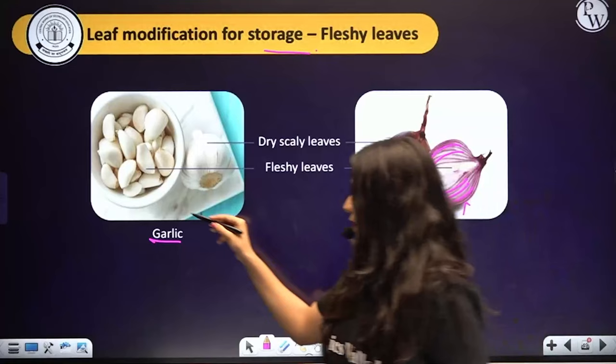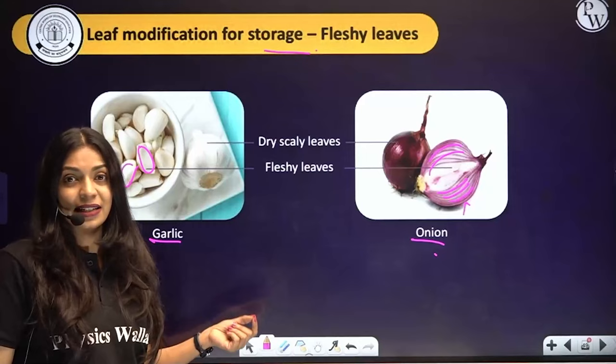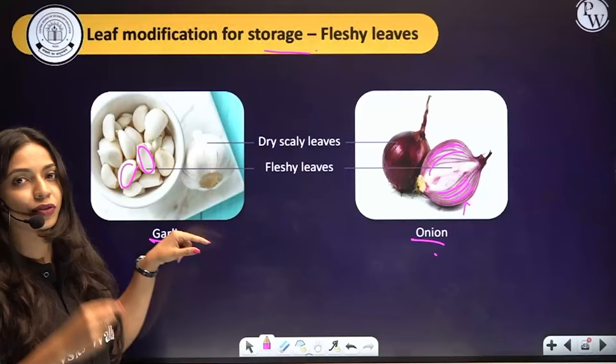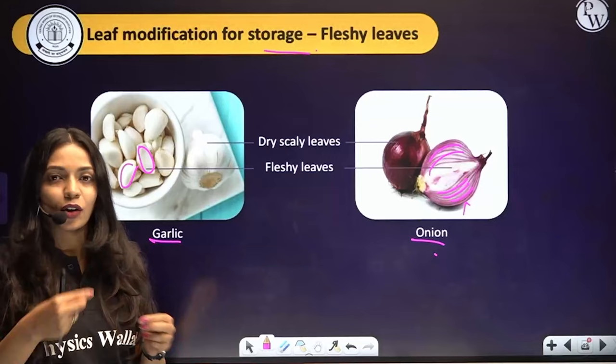Even in garlic, they are basically leaf modifications where they are storing food. Each of these is a leaf. Each of those garlic, what do you call them? Those units that you take out of garlic, they are all leaves. Each one of them is a leaf.